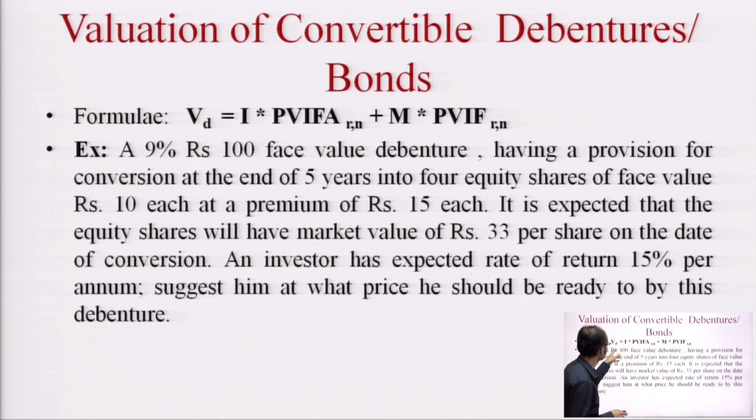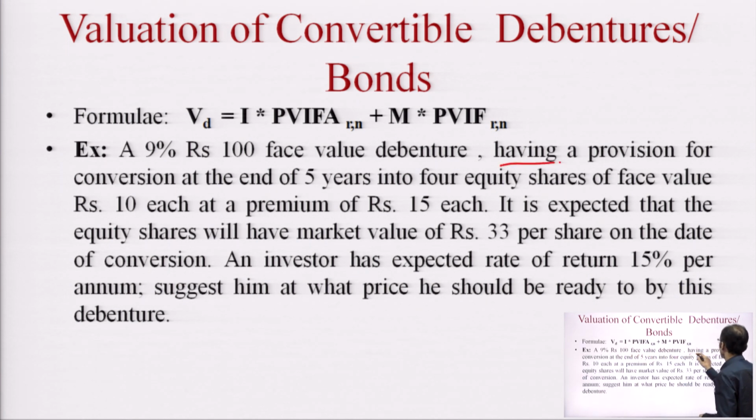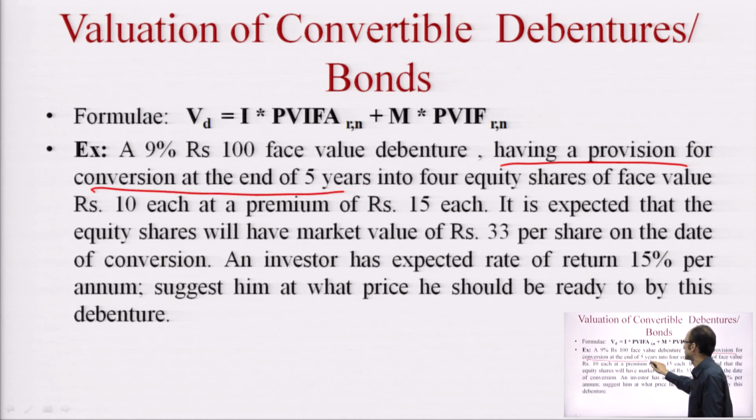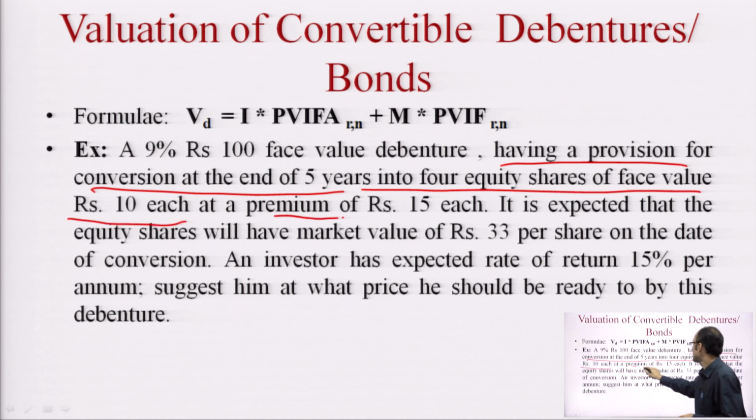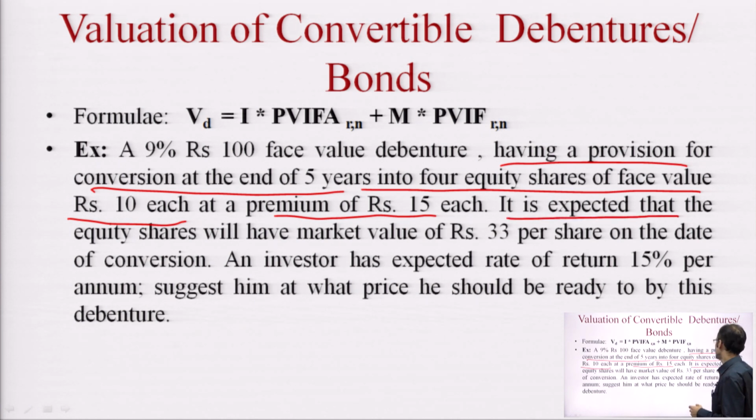Now the formula for this is VD is equal to I times PVIFA plus M multiplied by PVIF at r, n. This is the same formula that is there for redeemable bonds. Now see how the question is given here. A 9% rupees 100 face value debenture having a provision of conversion at 5 years. It means after the maturity of the 5 years, the company can convert those bonds into equity shares, 4 equity shares of face value of rupees 10 each at a premium of 15 each. It is expected that the equity shares will have a market value of 33 per share.